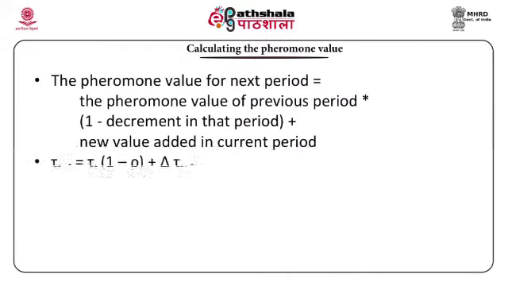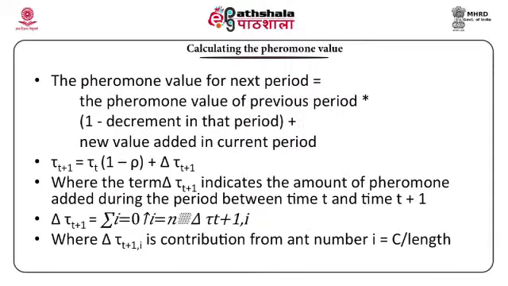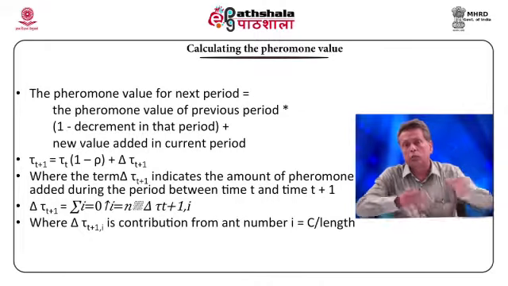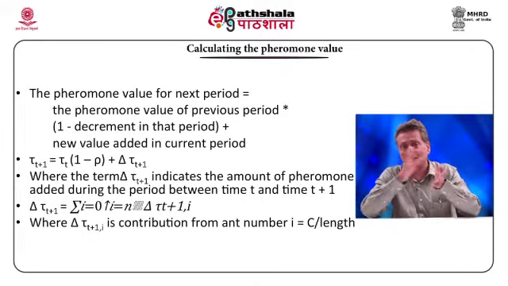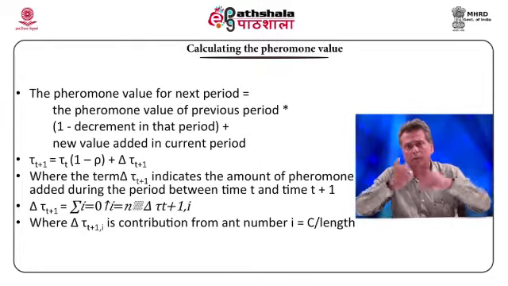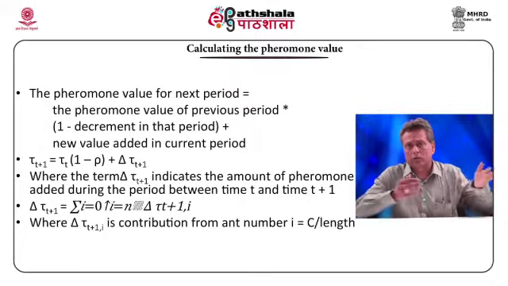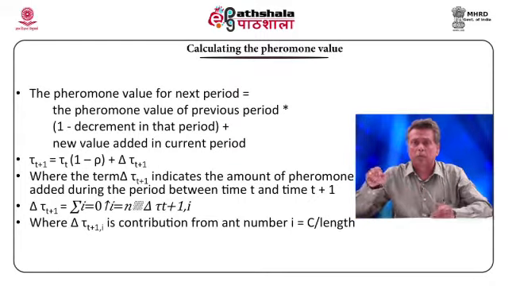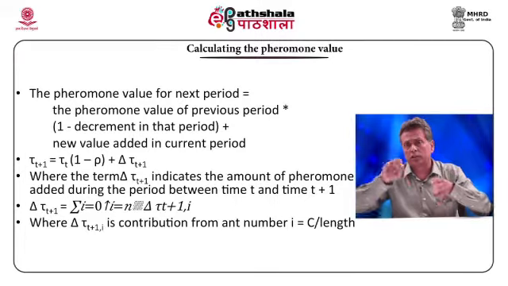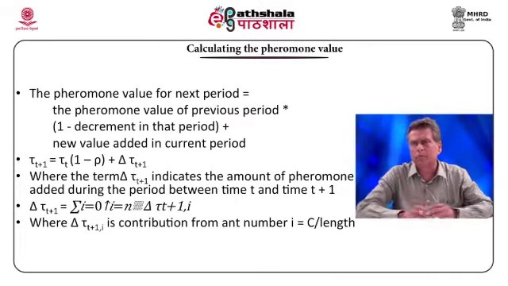Mathematically representing this part is also possible. What you can say is that the pheromone value for the next period is equal to the older pheromone value multiplied by 1 minus rho. Rho is the constant rate by which it is decremented. So, some value is decremented over a period of time, plus whatever is added by new ants which traversed that path. So, there are two components which are used.